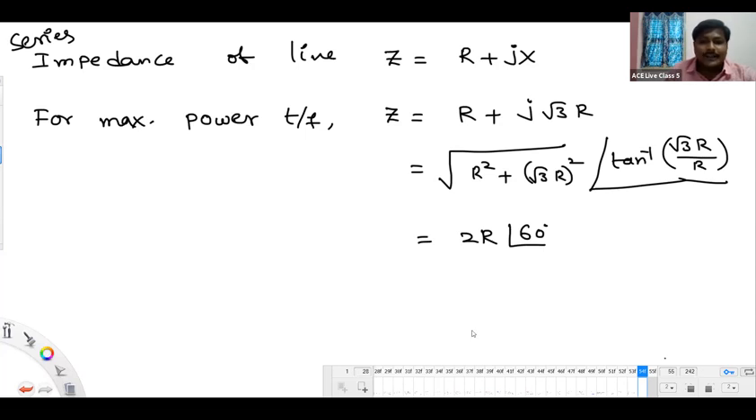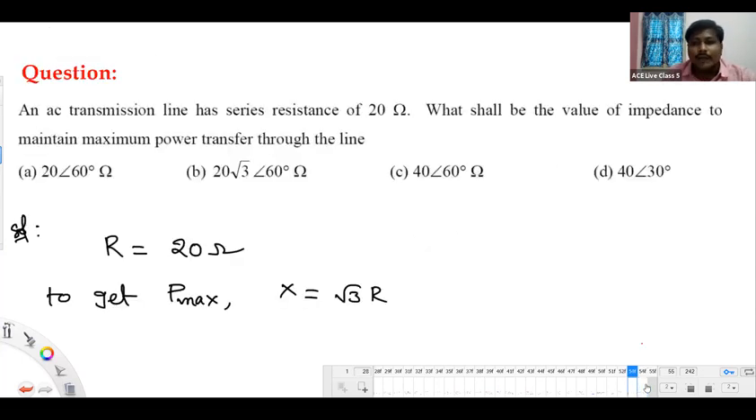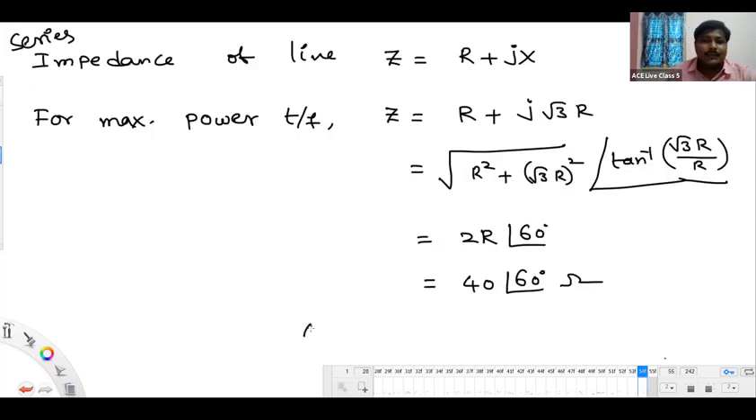How much is the resistance value they have given in the problem? 20 ohms. Means it will be 2 into 20, means 40 at an angle of 60 degrees, in terms of ohms we have to take. Right? So what's your answer now? Answer is C. The correct answer from the options given will be C.